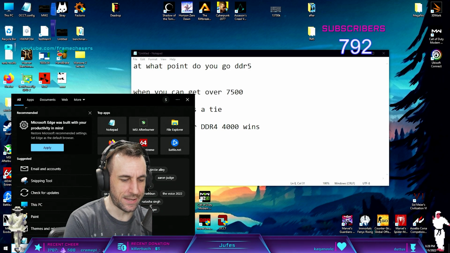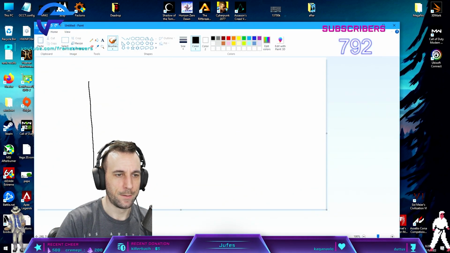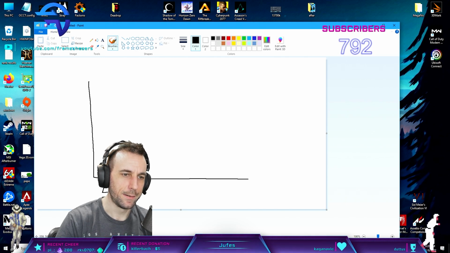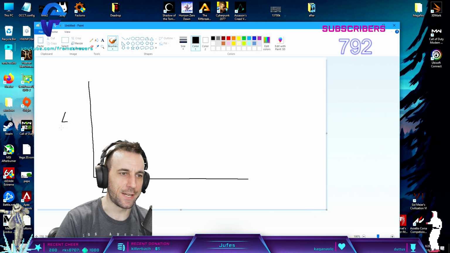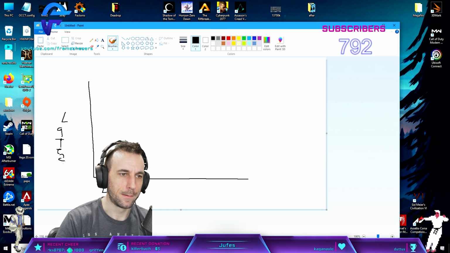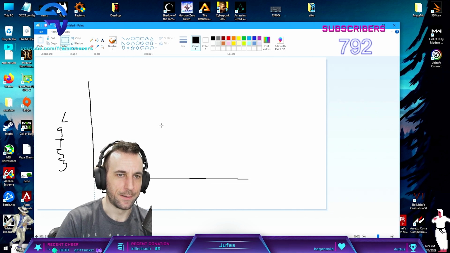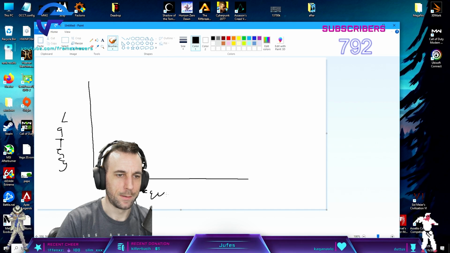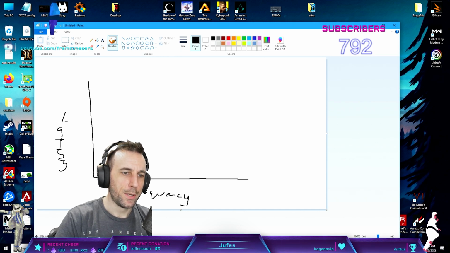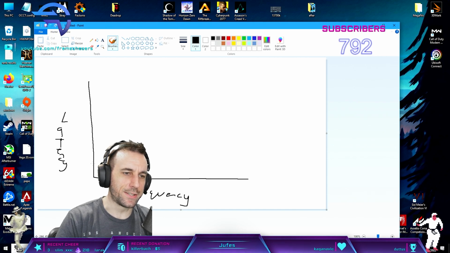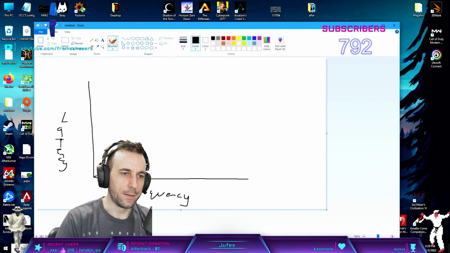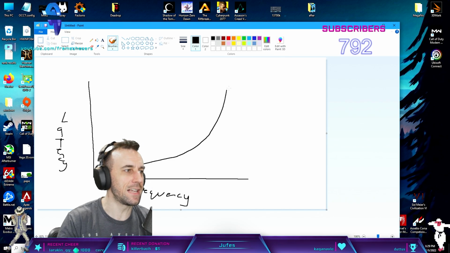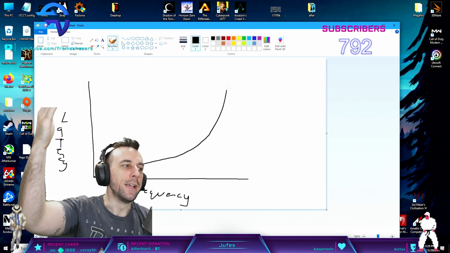And it kind of looks like this. Latency and frequency. DDR5 is really slow at the start, and then it goes up as the frequency goes higher and higher, and the latency comes down.